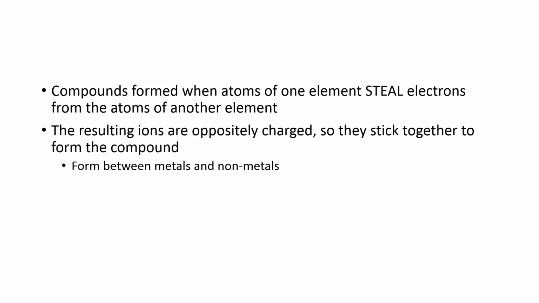So ionic compounds are not formed from pairs of shared electrons, but they're actually shared when a positive ion gets stuck to a negative ion. Therefore, ionic compounds must form between metals, which will want to form positive ions, and non-metals, which will want to form negative ions.